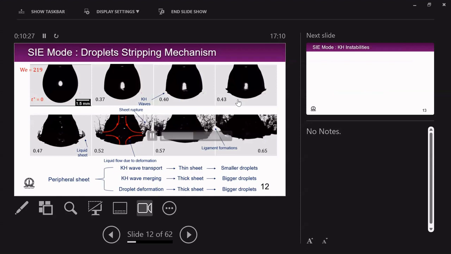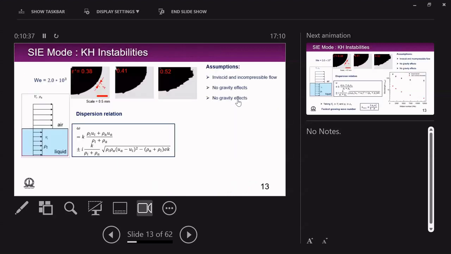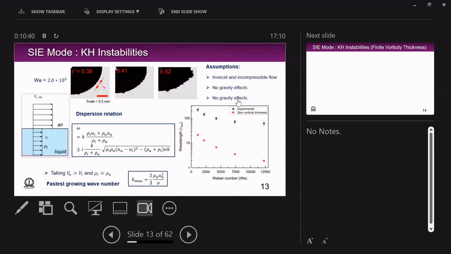The kind of fingers come out of this bulge and it atomizes. So that is the mechanism that we have in the SIE. This is the shear induced entrainment mode of breakup. All right. So what you can do first is calculate this wavelength, because we have such great images, and you can do a linear stability analysis on this. This, however, assumes that there is a step jump in the velocity from the liquid phase to the gas phase. And then you can do your standard dispersion equation.